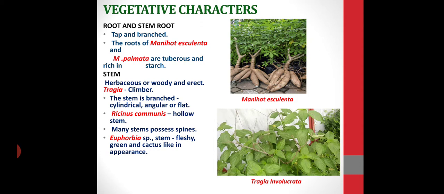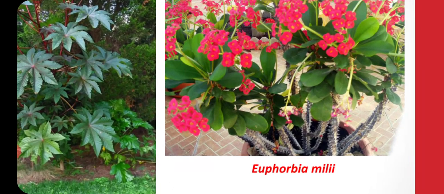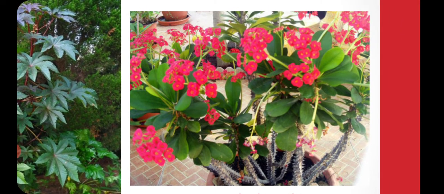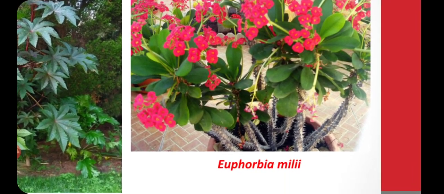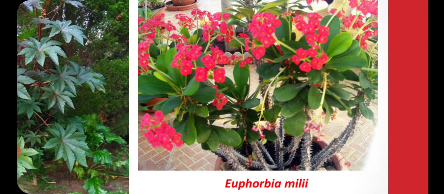And many stems possess spines. Euphorbia species, Euphorbia milii is there, and here plenty of spines are present in the stem, and the stem is fleshy, green and cactus-like in appearance in Euphorbia milii. It's a very familiar plant. It's our garden plant, and many varieties are there.